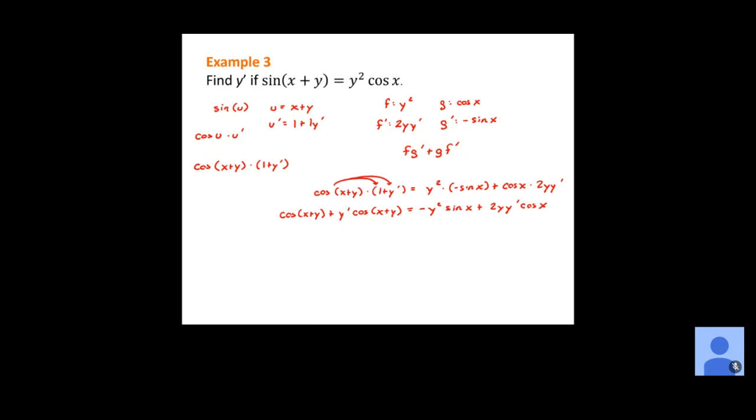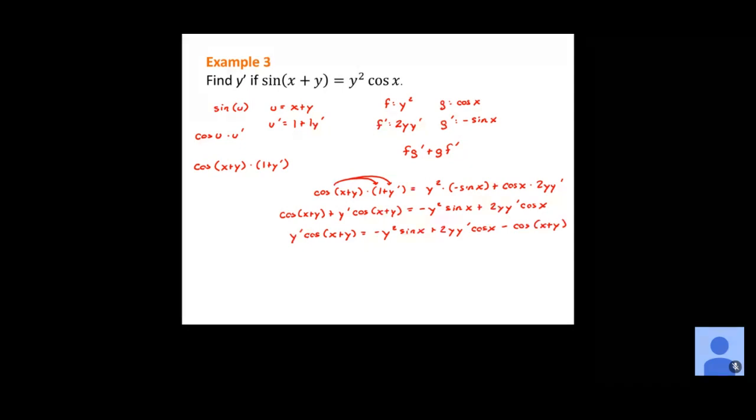Now I have my terms where I can actually get all the y primes together, and move everything else to the other side. So I'll just start by moving the cosine x plus y to the right. So we'll get y prime cosine x plus y equals negative y squared sine x plus 2y y prime cosine x minus cosine x plus y. And if you're good with moving multiple things in the same step, that's fine. If you can move the y prime and the cosine at the same time, feel free to do that.